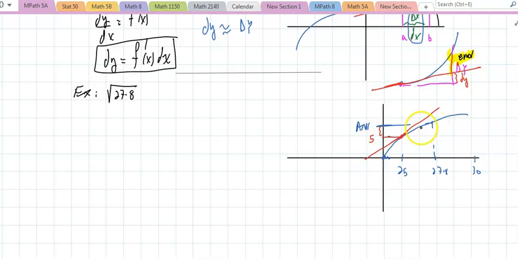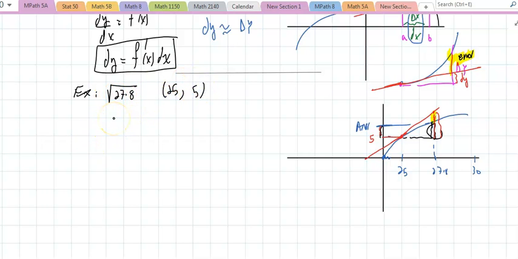Well, this is how it works. The actual change that I need is right there. But what I'm going to report is this, to be roughly the actual change. I am off by a certain error. And let me show you how that works. So I'm going to say this is roughly, the point is 25. So if I put 25 in there, I'll get a 5.